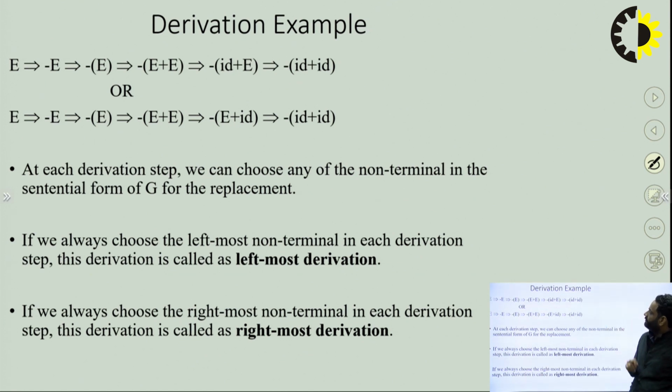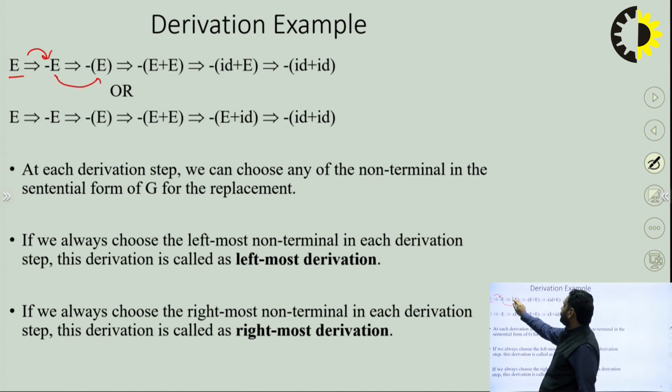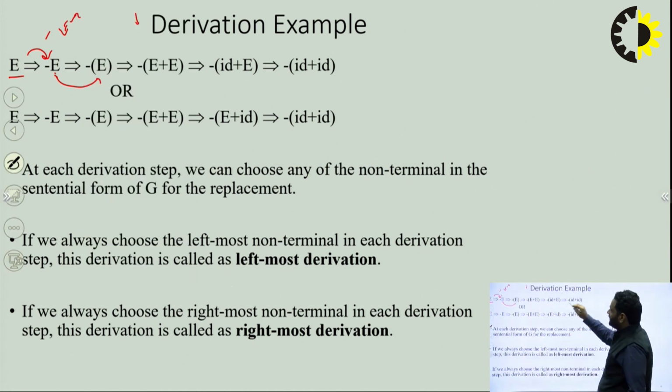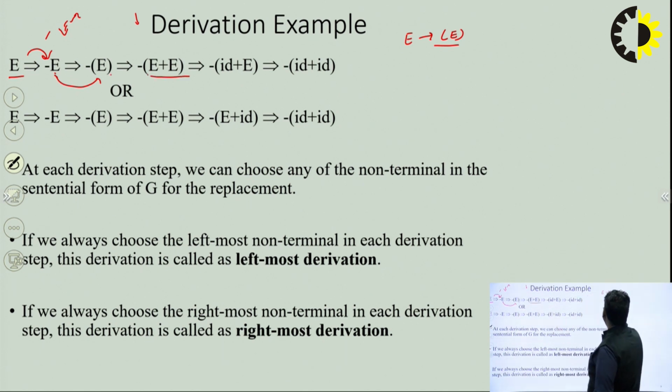Now again we have a simple example of derivation starting with E, using the unary operator grammar. We use other production rules to convert E step by step. In the first step we use E gives minus E. In the second replacement we use another production. In the third replacement we have E plus E. In the fourth we convert this to this one, and finally we convert this to this one.